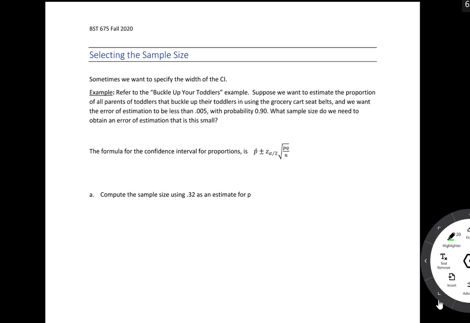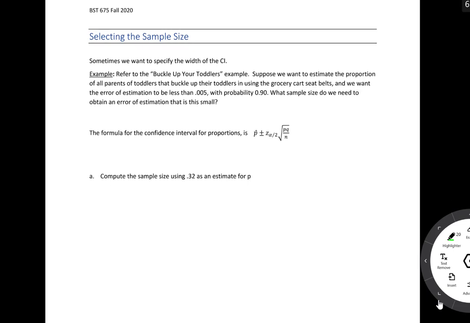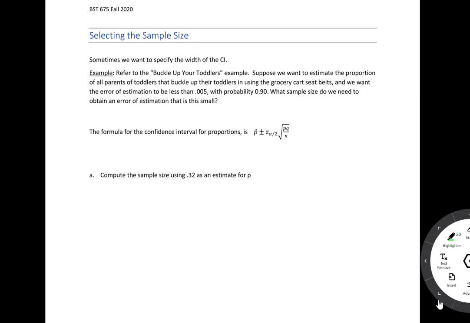All right, one other thing we're going to look at here is selecting sample size. So sometimes we want to specify the width of the confidence interval. So let's go back to that buckle up your toddler example. Remember that we had that formula for the confidence interval. So let's say we wanted to find the sample size needed to obtain an error of estimation that is this small, referring to this piece up here, the error of estimation to be less than 0.005 with probability 0.90.